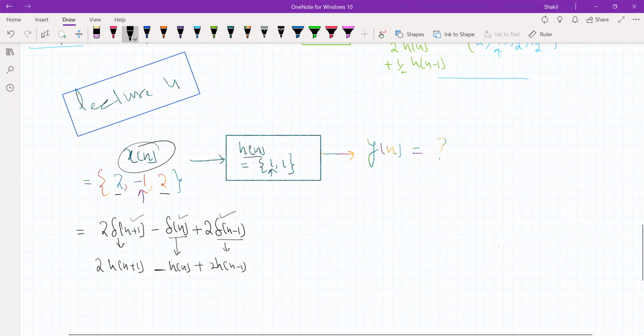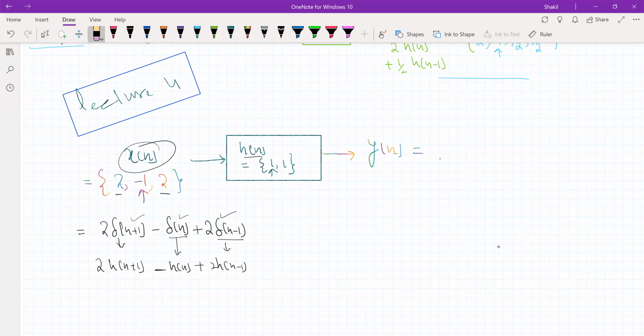So you can write the output directly: twice h of n plus 1, minus h of n, plus twice h of n minus 1. Now obtain h of n plus 1, h of n, and h of n minus 1, and scale these. So first let me write these individually. So what is h of n plus 1?